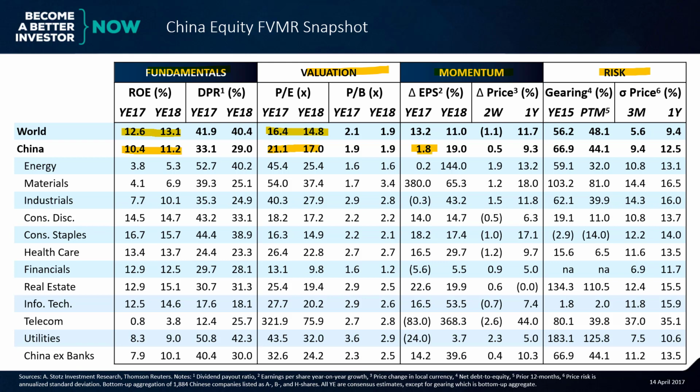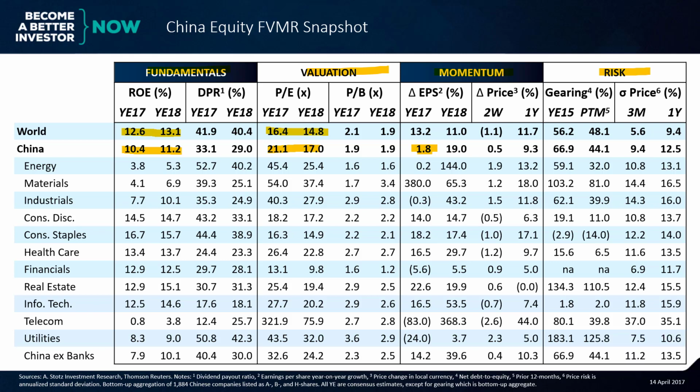Now remember that this is an aggregation of 1,884 Chinese companies. So these are China A shares. This is the real China. Now, it's possible that you will not be able to invest in many of these companies because most people can invest in China through China H shares. So China H shares are represented in this, but mainly this is China A shares.